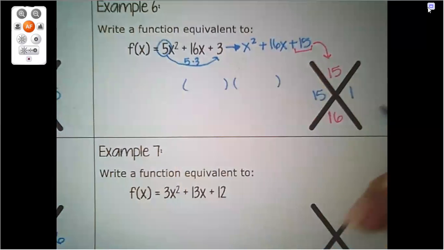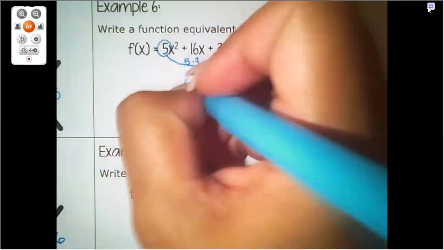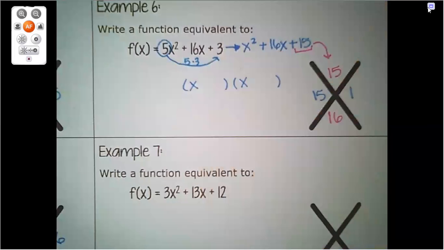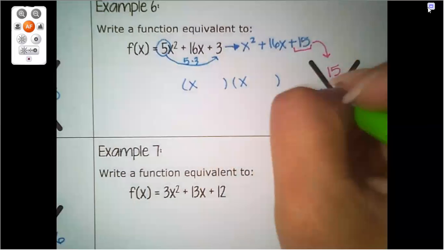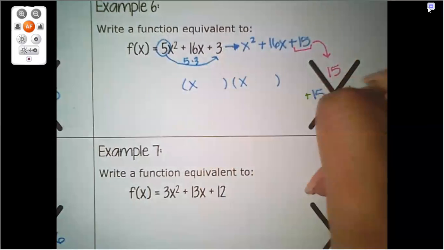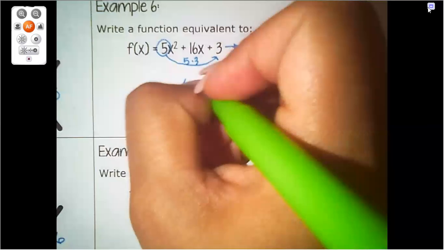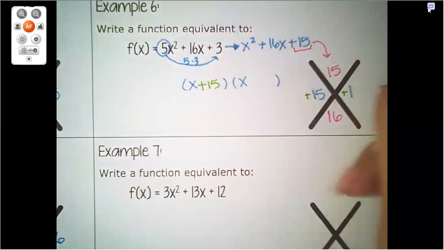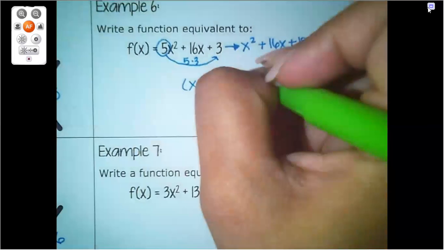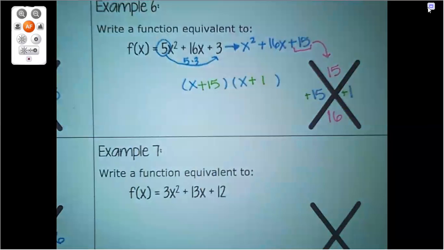Binomial. So what variable are we working with? X and X. Because that 15 is positive, what's my first binomial? X plus 15. Because my second number is also positive, it becomes what? X plus 1.